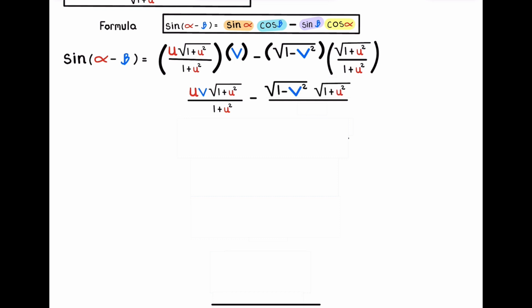We do have the answer, but now we need to simplify this answer. Let's start by multiplying those first two together. That v is over 1, so multiplying straight across, this is what we have. Then we have minus. Then let's multiply the last two pieces together. Again, that square root of 1 minus v squared is over 1. So let's just multiply straight across.